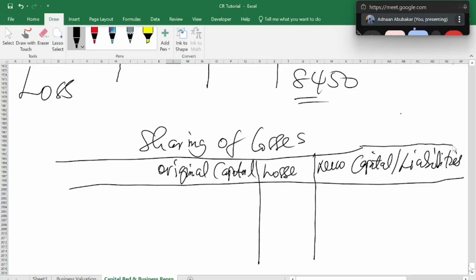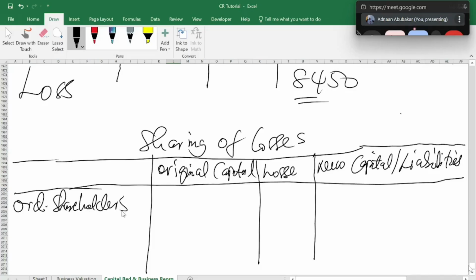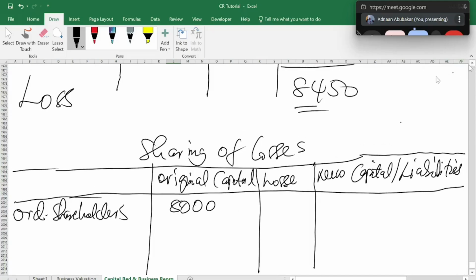And so here, when you are coming to share, what do you do? First, you consider the one who will suffer first, who should be the ordinary shareholders. Now, the ordinary shareholders' original capital is how much? 8,000, right? Okay, it's 8,000. Now, you ask yourself, should I give all this loss to ordinary shareholders? No. When we give all of them, the total loss is 8,450. They cannot bear all. So how much can you give to ordinary shareholders? Somebody can decide to share the loss between ordinary shareholders and preference shareholders, and it's fine. There's nothing wrong with that.